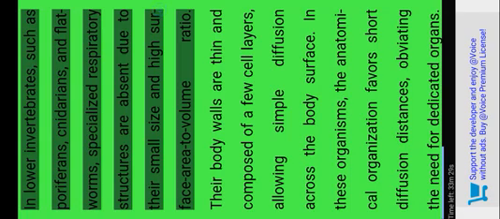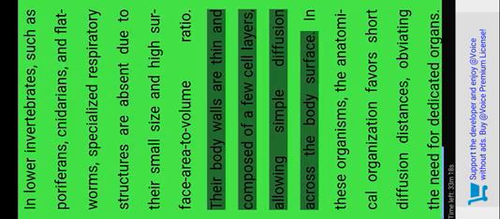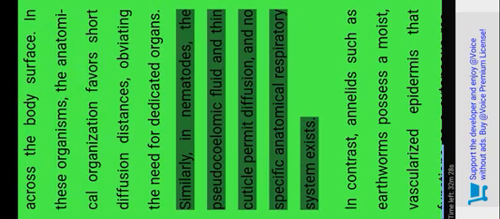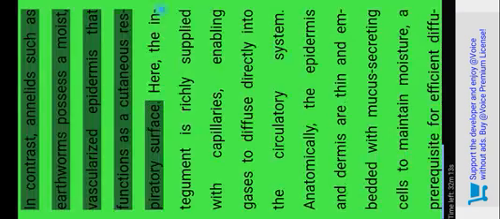In lower invertebrates, such as porifera, cnidarians, and flatworms, specialized respiratory structures are absent due to their small size and high surface area to volume ratio. Their body walls are thin and composed of a few cell layers, allowing simple diffusion across the body surface. In these organisms, the anatomical organization favors short diffusion distances, obviating the need for dedicated organs. Similarly, in nematodes, the pseudocoelomic fluid and thin cuticle permit diffusion, and no specific anatomical respiratory system exists.